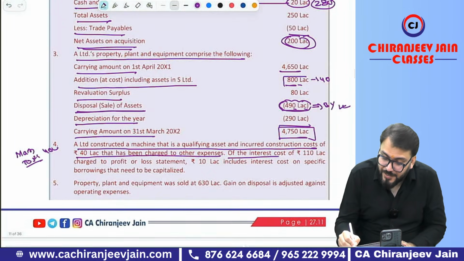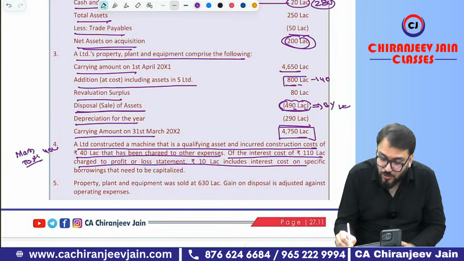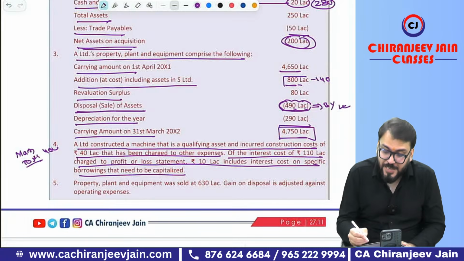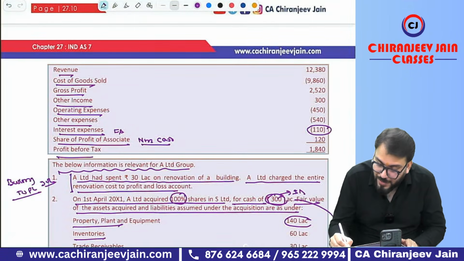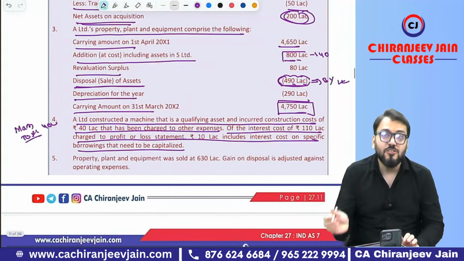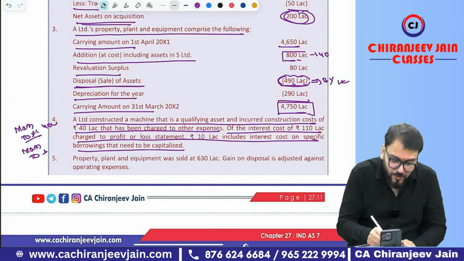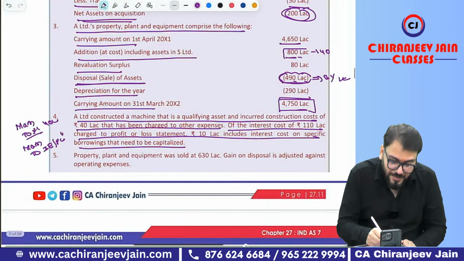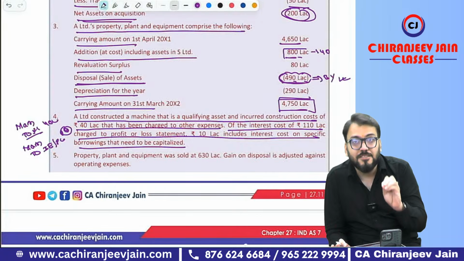Understood? Of the interest cost 110 lakh charged to PL, 10 lakh include interest cost on specific borrowing that needs to be capitalized. Means out of 110 lakh, how much? You can see interest expense 110 lakh. Out of this 10 lakh needs to be capitalized. So what journal entry will you do? We need to increase machinery, and we need to decrease our interest expense. We'll say credit to interest expense, or that will also be credited to PL. How much? 10 lakh. So there are three rectification items.